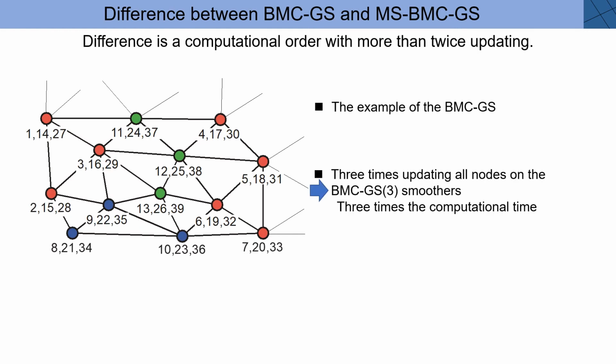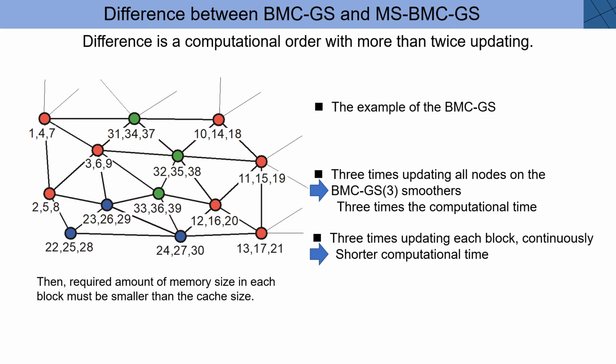This picture shows an example of BMC-GS. By applying the blocking technique, the data locality is increased. The convergence rate and data locality of BMC-GS are similar to the sequential Gauss-Seidel smoother. This is an example of MS-BMC-GS. In the MS-BMC-GS, we apply the GS steps to each block continuously. Thanks to the cache, the increased computational time is smaller than the amount of increased computation.